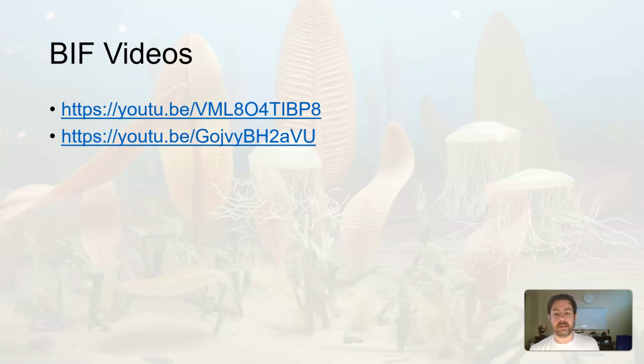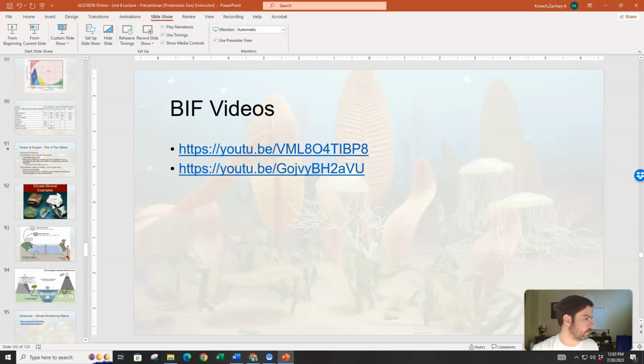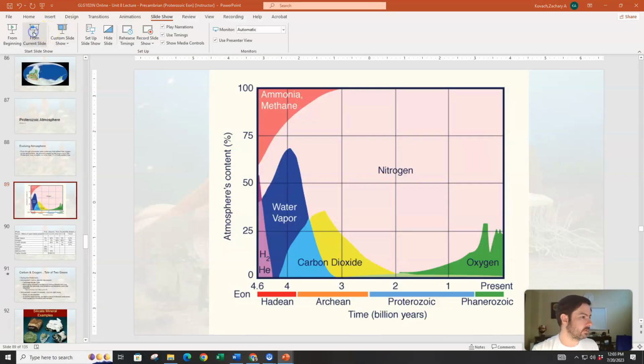So in any case, banded iron formations are great evidence of oxygen being produced, and once banded iron formations are no longer being produced because all the iron's used up, then we see this increase in oxygen. And in fact, let me go back here.